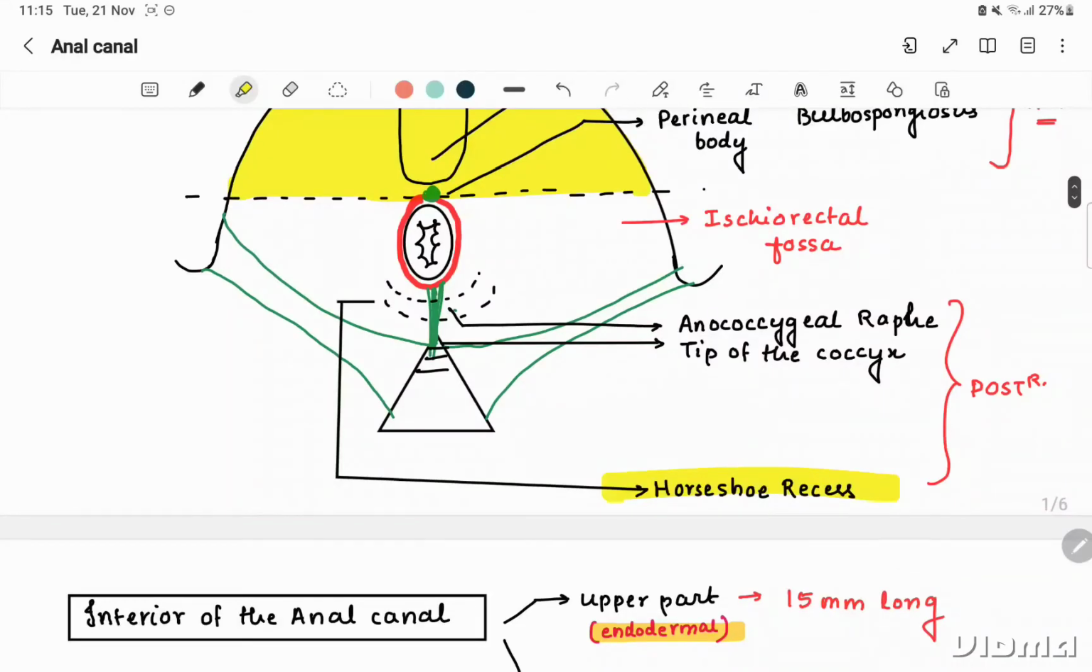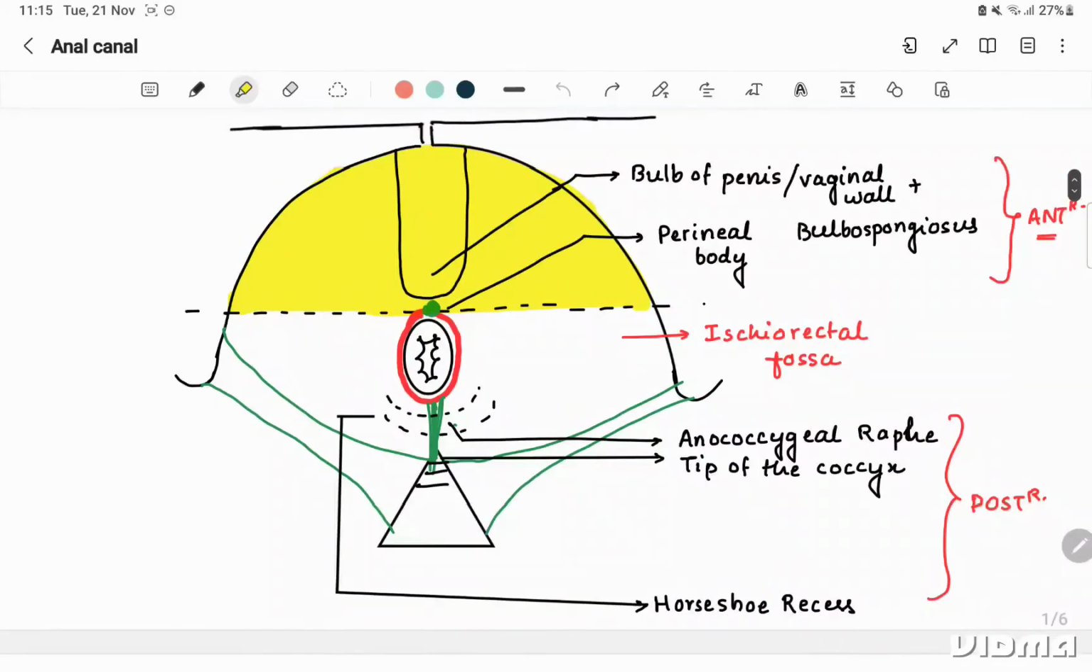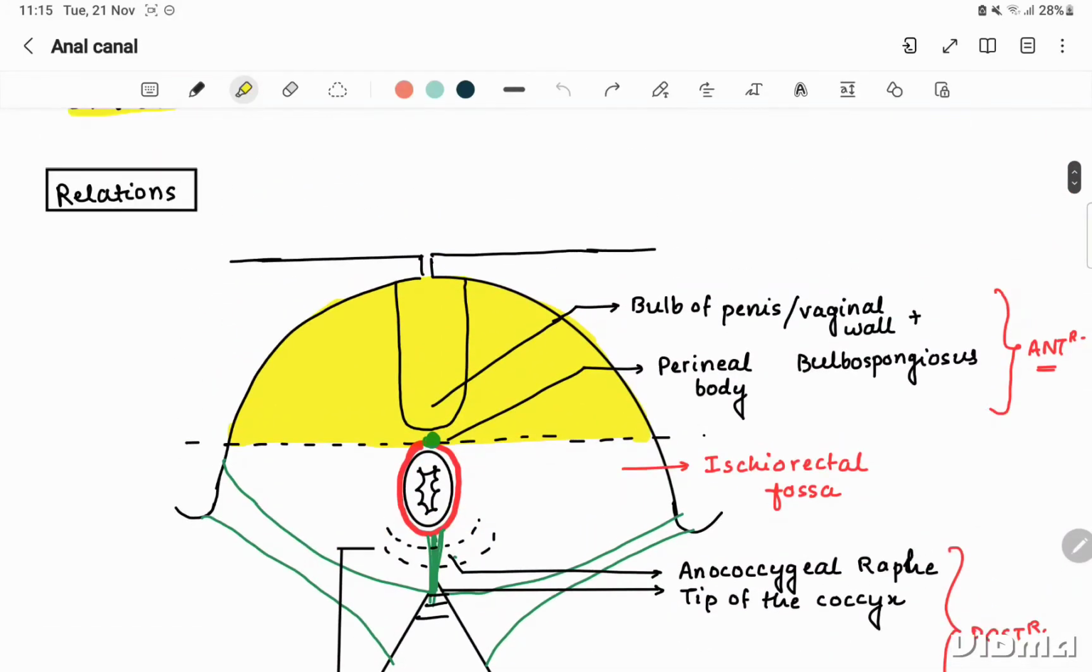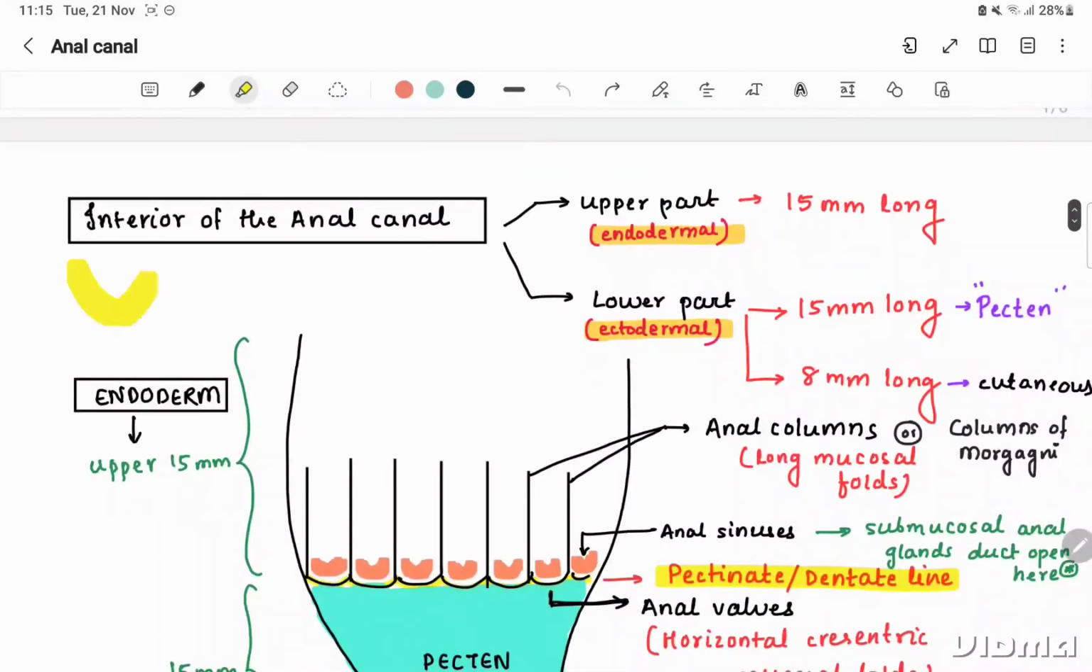So this is the horseshoe recess, this is the anorectal raphe, and this is the tip of the coccyx, which is forming the posterior wall. Okay, so anterior relations and posterior relations are clear now. In the interior of the anal canal, we have the upper part that is 15 mm long, the endodermal part, and the lower part, which is the ectodermal part. So it has a 15 mm long pecten and an 8 mm long cutaneous part. So this lower part is about 23 mm.